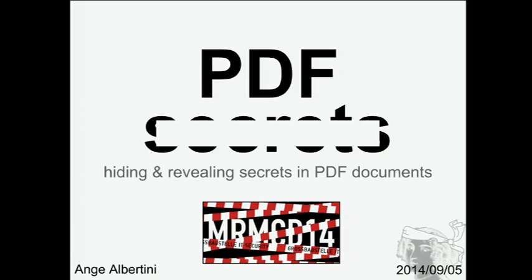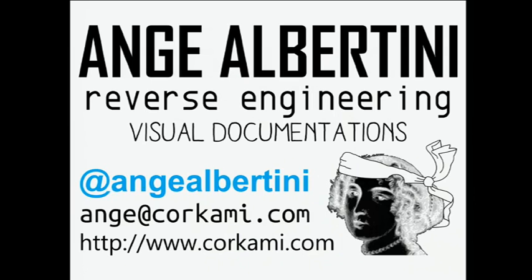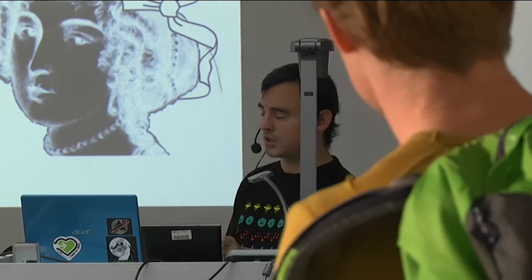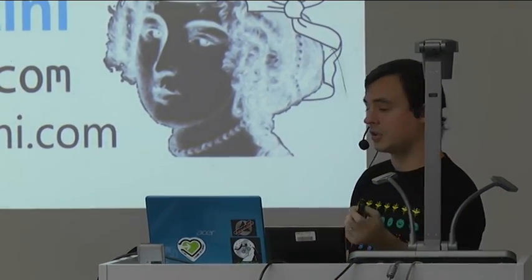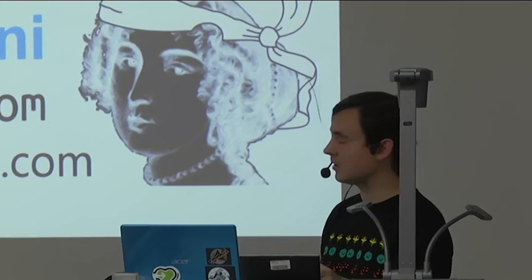So this first talk is about PDF secrets. Welcome to my talk. My name is Ange Albertini, and it's about hiding and revealing secrets in PDF documents. So first, I'm Ange Albertini, I'm a reverse engineer, and I also write some visual docs, and this is how you can contact me. My website is called Corkami, where I just store my findings and stuff.